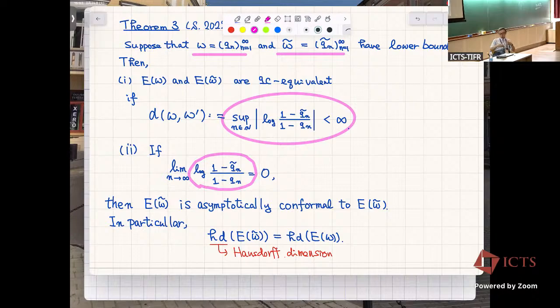Asymptotically conformal means it's almost conformal near the Cantor sets. And therefore, in particular, because of the asymptotic conformality, we can conclude that the Hausdorff dimensions of those Cantor sets are the same.